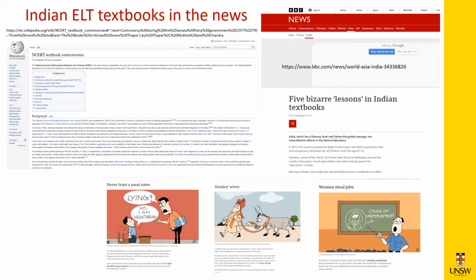Indian textbooks have been in the news for various issues with cultural representations. An entire Wikipedia page is dedicated to controversies related to the Indian National Board NCERT textbooks. Further, a BBC article highlighted various issues of sexism in Indian textbooks, such as blaming women for unemployment and calling housewives donkeys, in addition to claiming that meat eaters cannot be trusted.